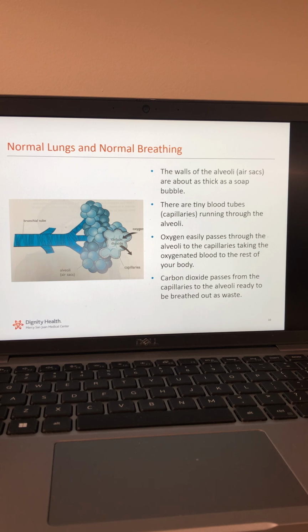The walls of those alveoli are about as thick as a soap bubble. There are tiny blood tubes or capillaries running through the alveoli. Oxygen easily passes through the alveoli to the capillaries, taking the oxygenated blood to the rest of your body. Carbon dioxide passes from the capillaries to the alveoli, ready to be breathed out as waste.